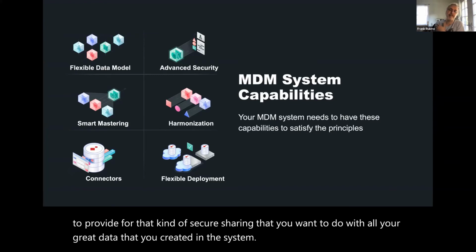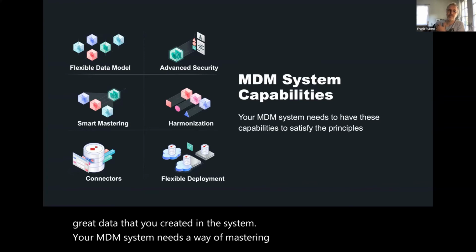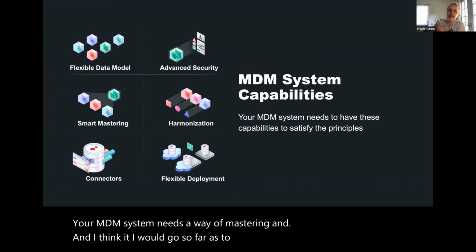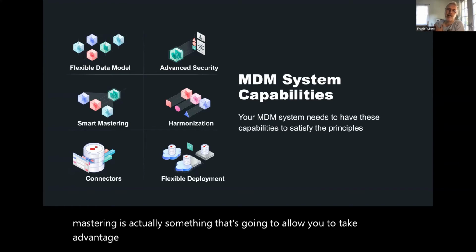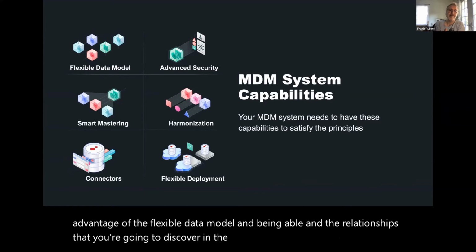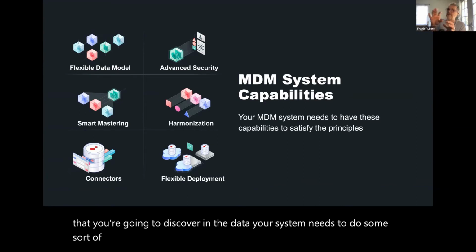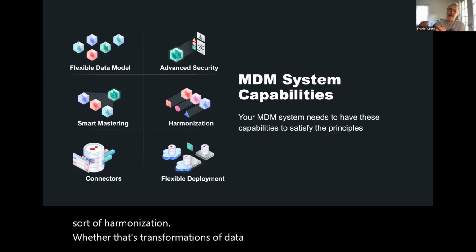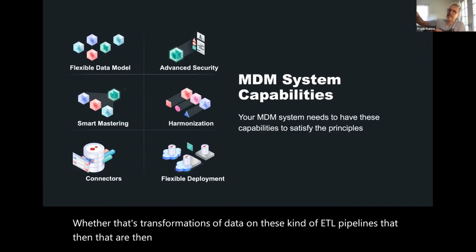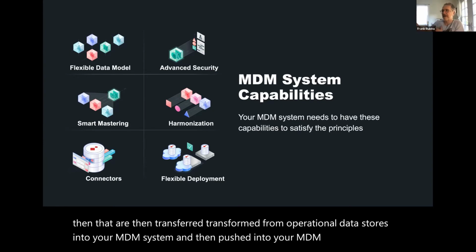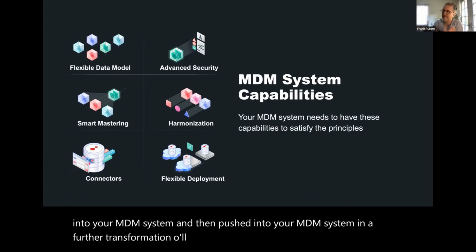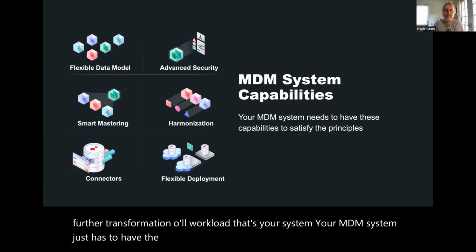Your MDM system needs a way of mastering, and I would go so far as to say it needs smart mastering. Smart mastering is something that's going to allow you to take advantage of the flexible data model and the relationships that you're going to discover in the data. Your system needs to do some sort of harmonization, whether that's transformations of data on ETL pipelines from operational data stores into your MDM system, and then pushed into your MDM system in a further transformational workload. Your MDM system just has to have the capability to do those kinds of data manipulation operations.